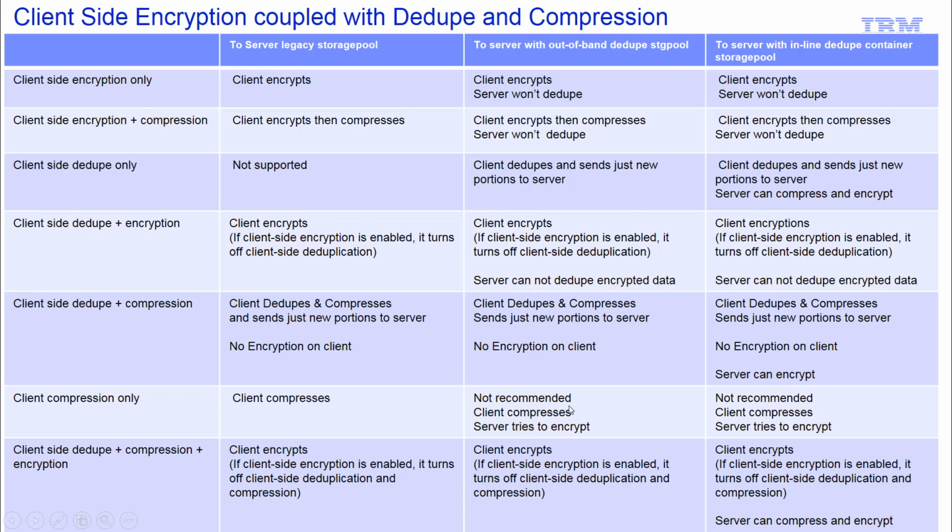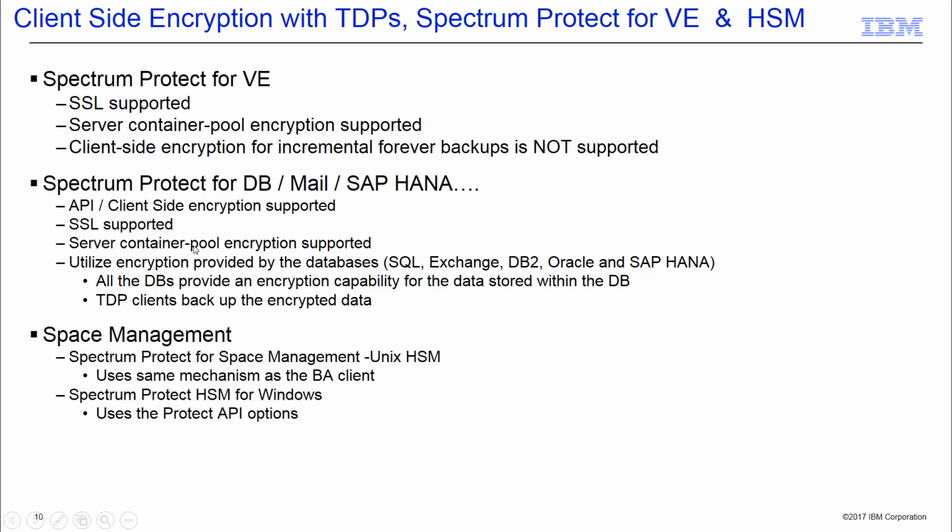So moving on, when we look at the data protection pieces that work with Spectrum Protect, a lot of those utilize our API. And so I wanted to outline how this Spectrum Protect family of products is impacted by encryption. If you have Spectrum Protect for VE, then we do support SSL, and we do support writing those VE backups out to a server-side container pool, so the encryption can occur on the server side. However, client-side encryption for incremental forever backups is not supported for Spectrum Protect for Virtual Environments.